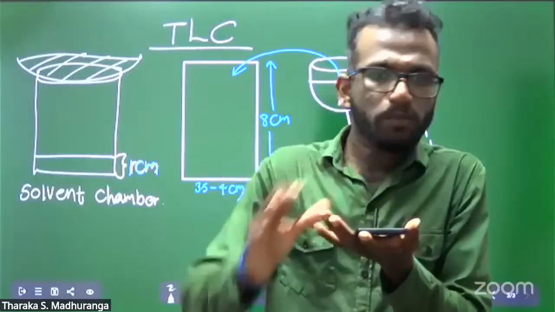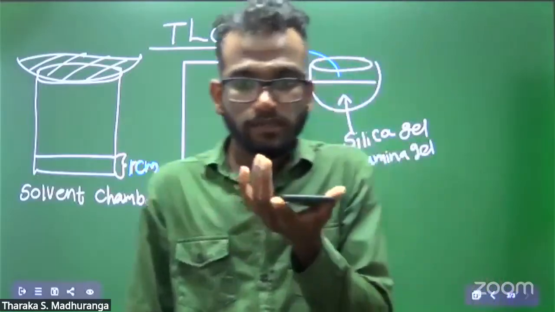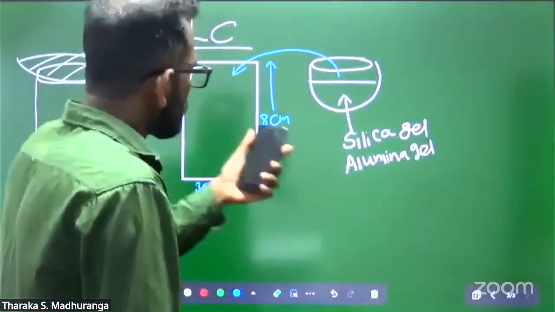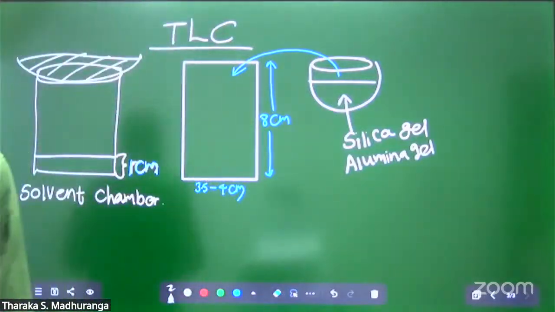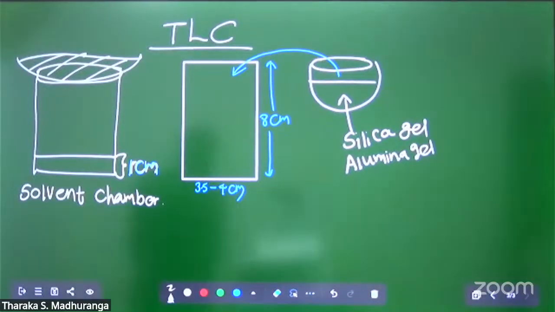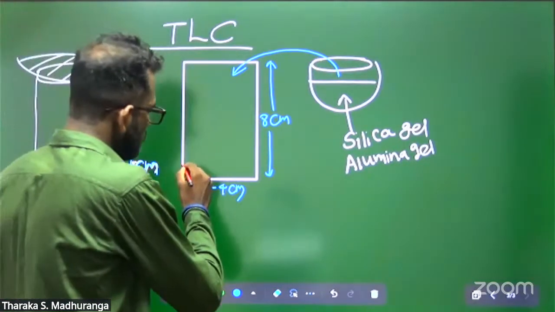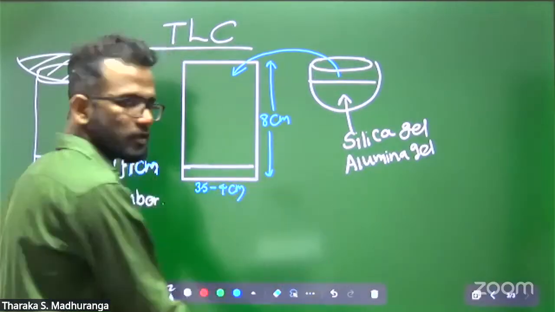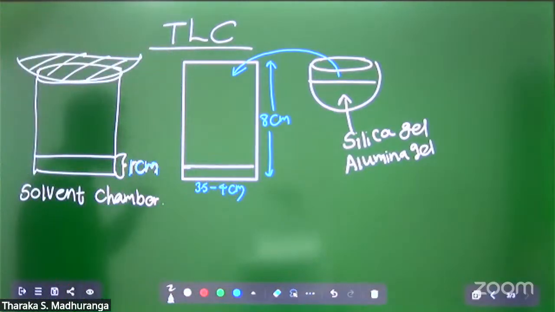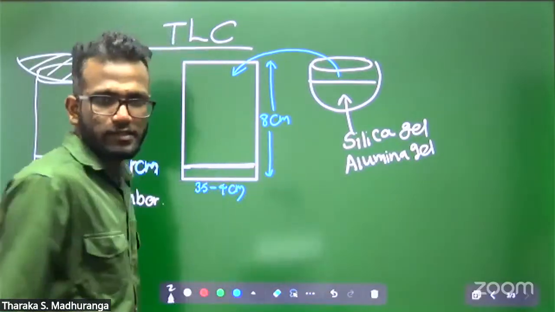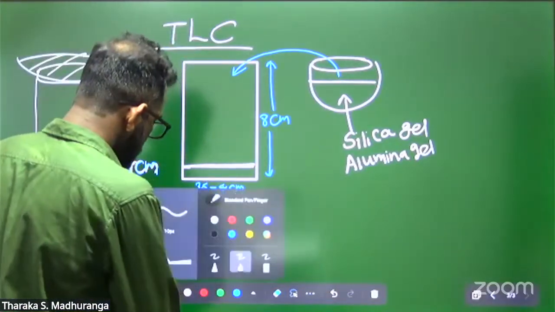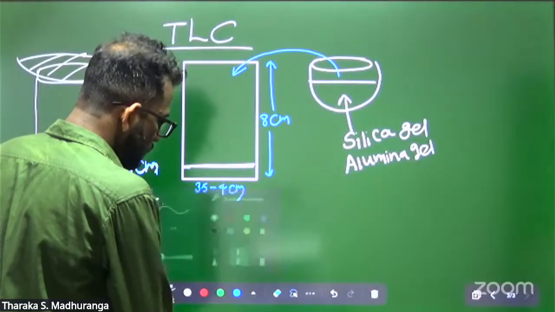Then after you prepare a thin layer on this glass plate, again you need to take a very thin pencil like this. Using the pencil, you have to draw the baseline like this. It should be very thin.